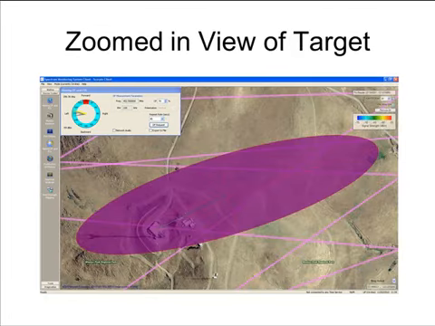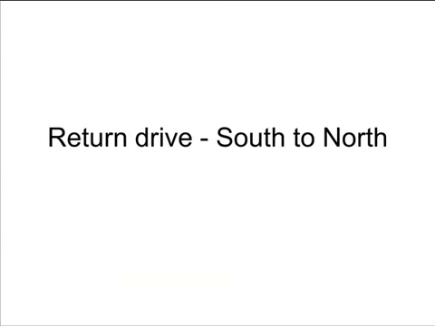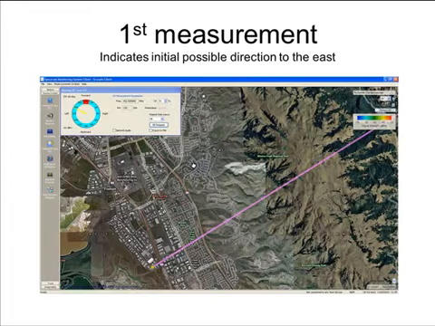This slide shows the same information as shown on the previous slide, but is a zoomed-in view of the fixed point and the target emitter, showing that the emitter is within the error ellipse and very close to the calculated fixed point. To confirm the measurement, we turned the vehicle around and drove the same route, again leaving the system to automatically take direction-finding measurements every 45 seconds. The first measurement shows a good direction to what we now believe to be the target emitter's location.